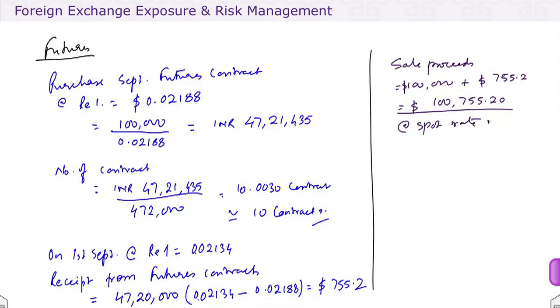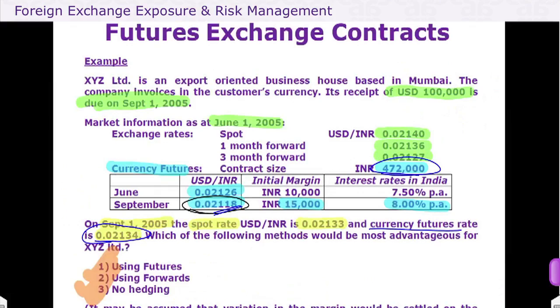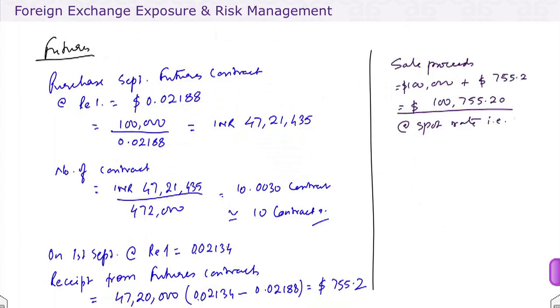If you see here, the spot rate in that case is 2133, the spot rate at which you will be getting. So 0.02133, sorry. When we multiply this, it comes to INR 47,23,638.